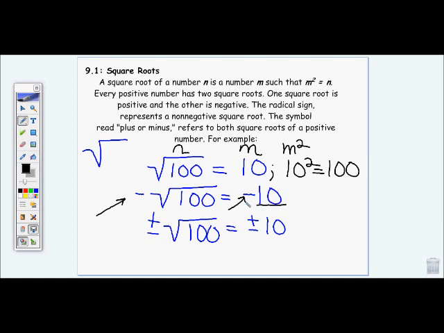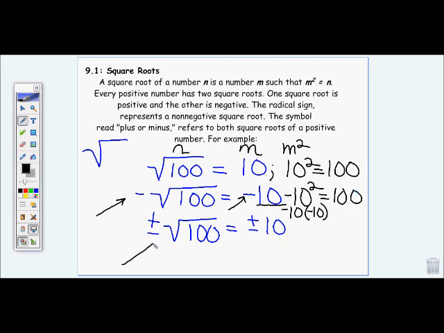Now what that means is, again, if we go back to our n's and our m's, this time our m is negative 10. But if you square negative 10, remember that would be negative 10 times negative 10, you would still get the positive 100, which is the number under the radical sign. This time, they told you to read this as plus or minus, or positive or negative is the way I would refer to it, of the square root of 100.